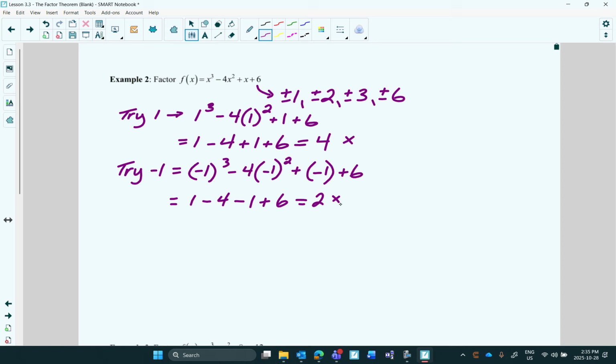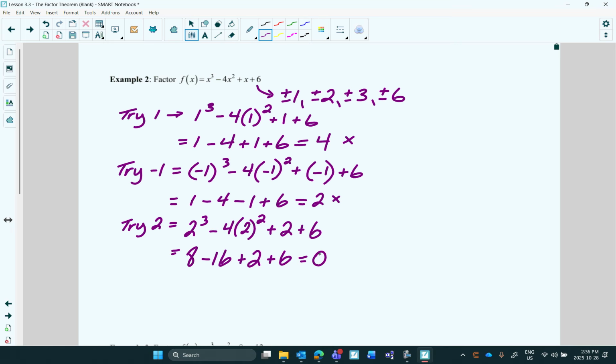What do you want to try? Remember, don't try the big ones yet. 2. Okay, let's give 2 a shot. It's got to be 2 or -2. You'll find these pretty quickly once you practice with them. This one looks promising. 8 minus 16 plus 2 plus 6 does equal 0.